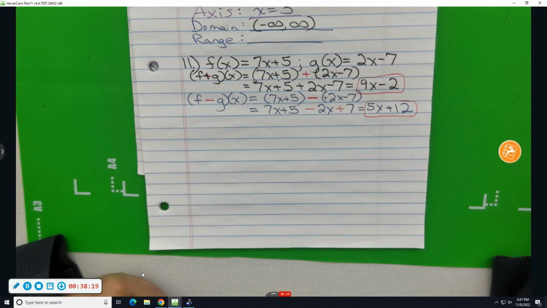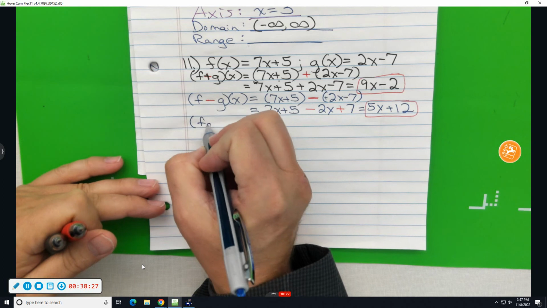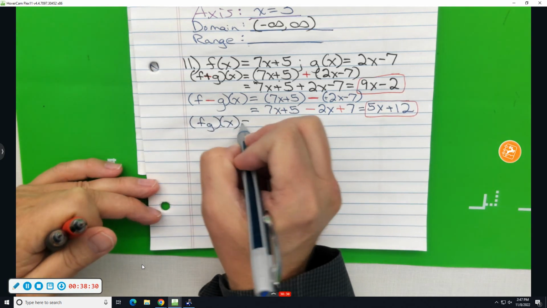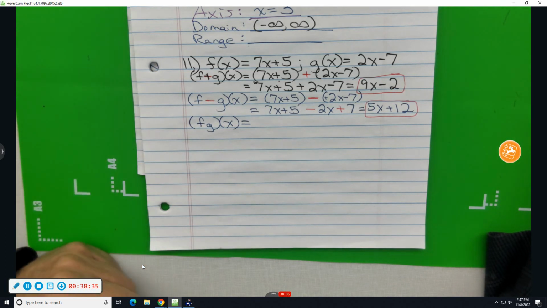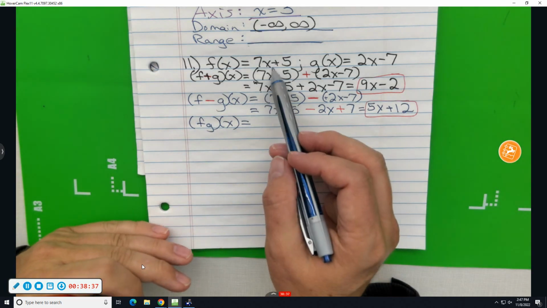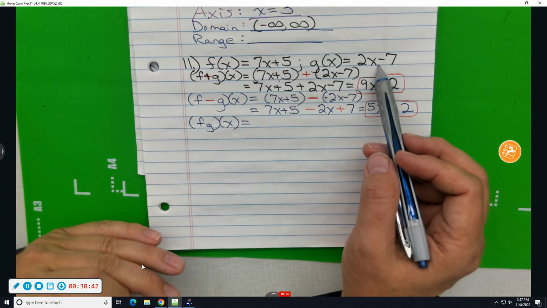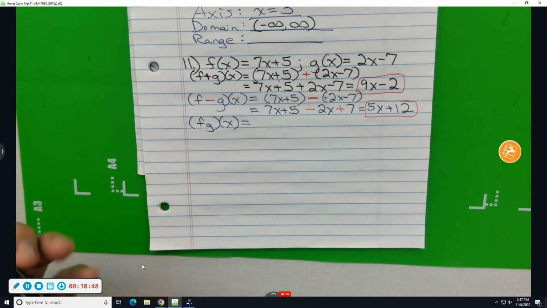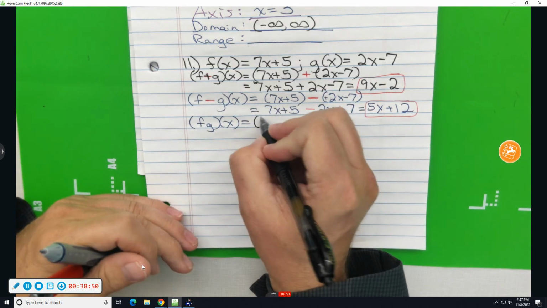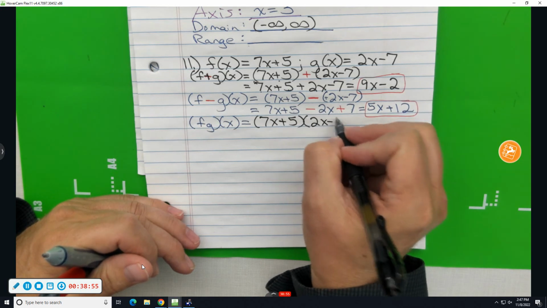For f minus g. And then they want f times g. Function multiplication is just algebraic multiplication. We know f of x is defined by 7x plus 5, and g of x is defined by 2x minus 7. So that's just a binomial times a binomial: 7x plus 5 times 2x minus 7.